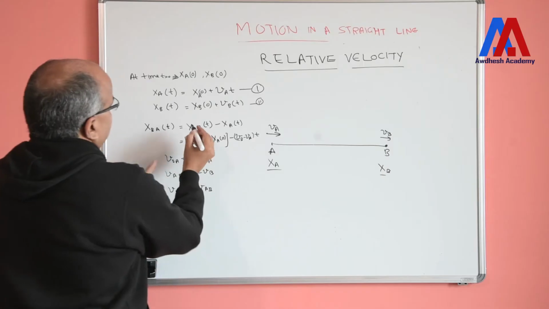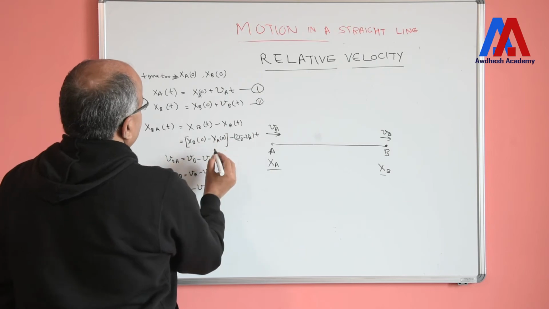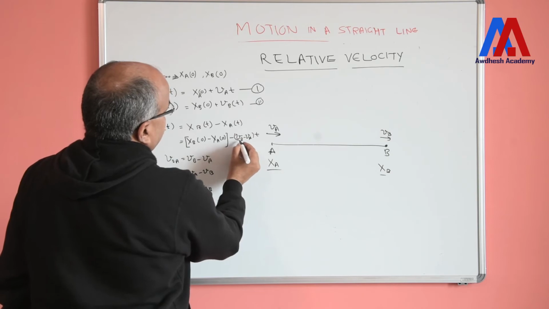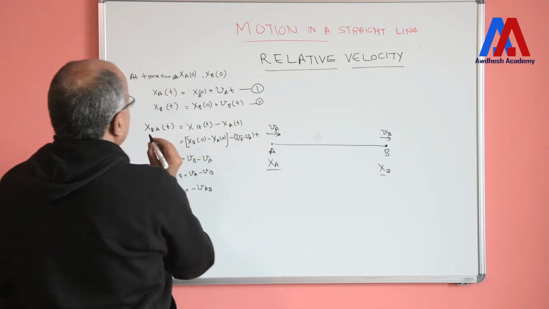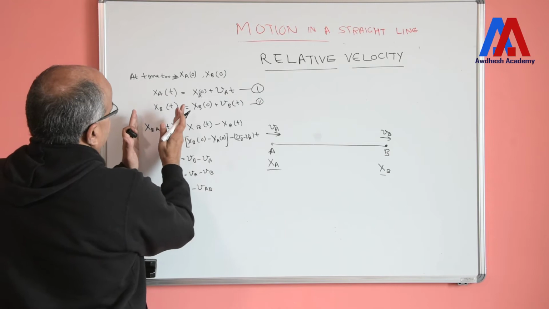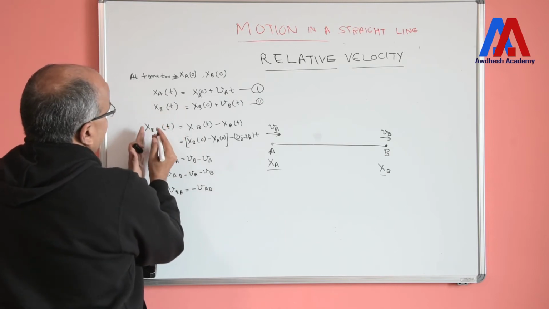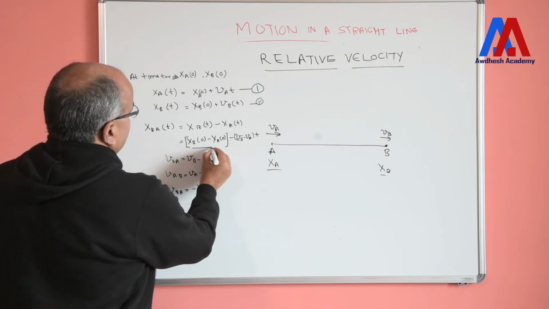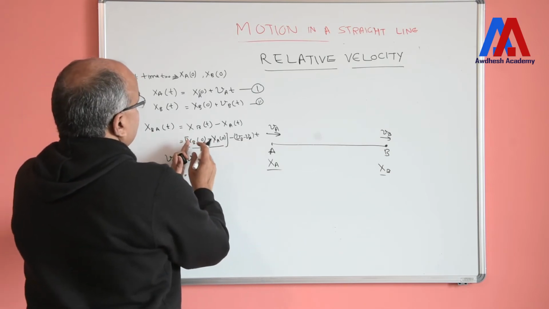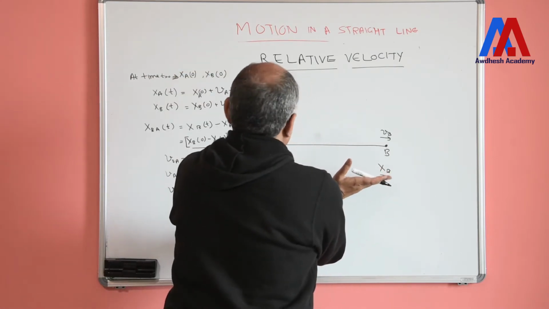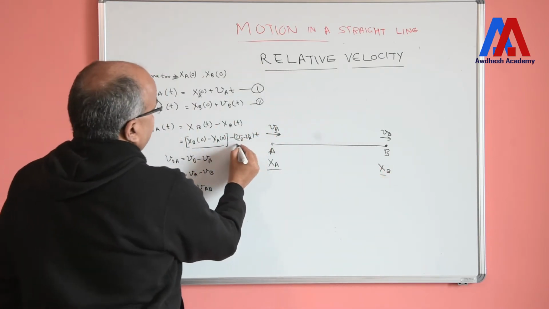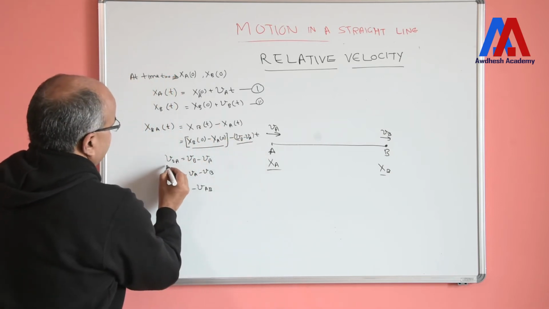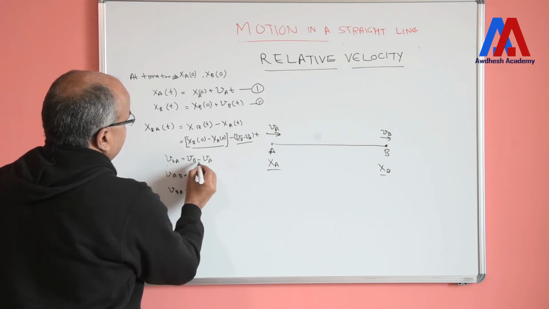What we have to do is subtract the two, and after subtracting we find xb0 minus xa0, and similarly vb minus va into t, and that will be the distance between these two objects after time t. Now the initial distance between xb and xa is already known and fixed, and therefore the relative velocity of these two is equal to vb minus va, and this we represent as vba equal to vb minus va.